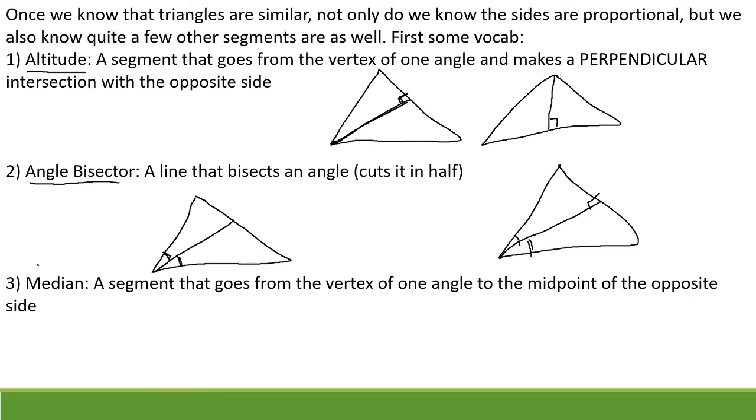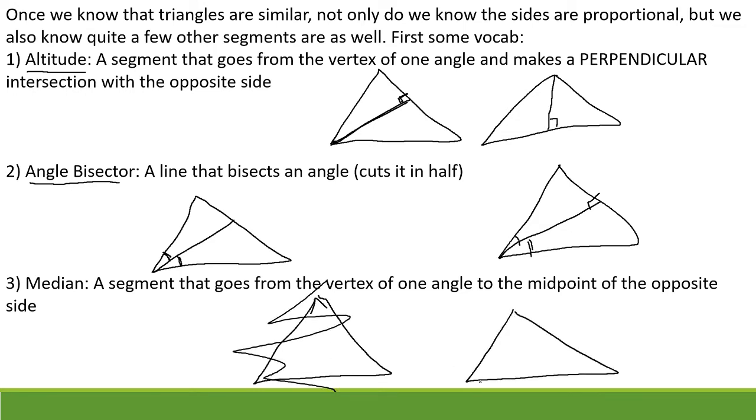So these segments are not necessarily all the same line, but they could be if a certain triangle is made that way. And then finally, a median is simply a segment that goes from one vertex to the other, as usual. Oh, that's an ugly triangle. Let me try that again. It goes from a vertex to the opposite side, and it's not a right angle necessarily, and doesn't necessarily bisect the angle, but it does cut the opposite side in half. So it does attach at the midpoint of the opposite side.